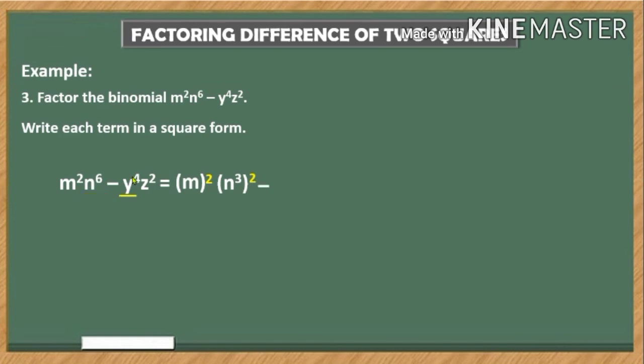Okay, copy, subtraction. And for y raised to the power of 4, 4 divided by 2 is y squared, so raised to the power of 2. And of course, z squared is the square of z. Now, let's look at here. These two factors here are raised to the same exponent, which is 2. So we can write the bases as one product. So instead of this expression, we can simply write the square of m n cubed minus the square of y squared z.